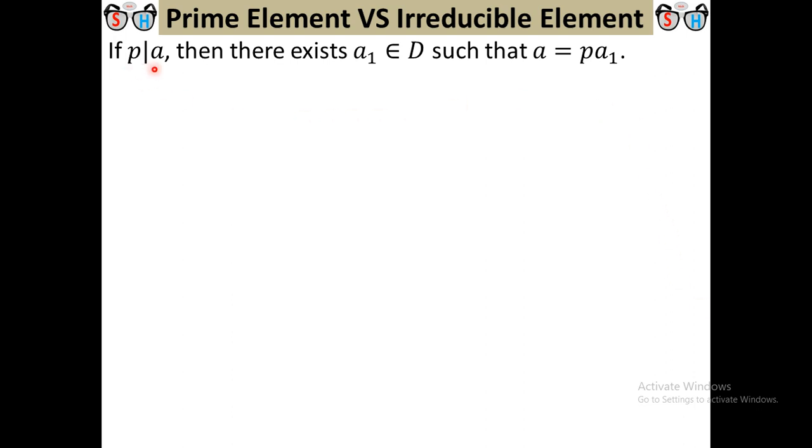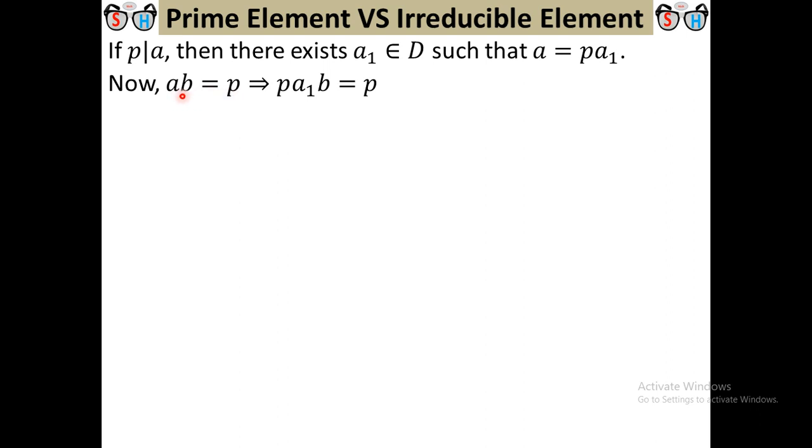If P divides A, then A must be equal to P times something, where that something, A1, is an element in D. So A equals P A1. Now, we assume that P equals AB because we have to show that either A is a unit or B is a unit. In the previous page we assumed that.